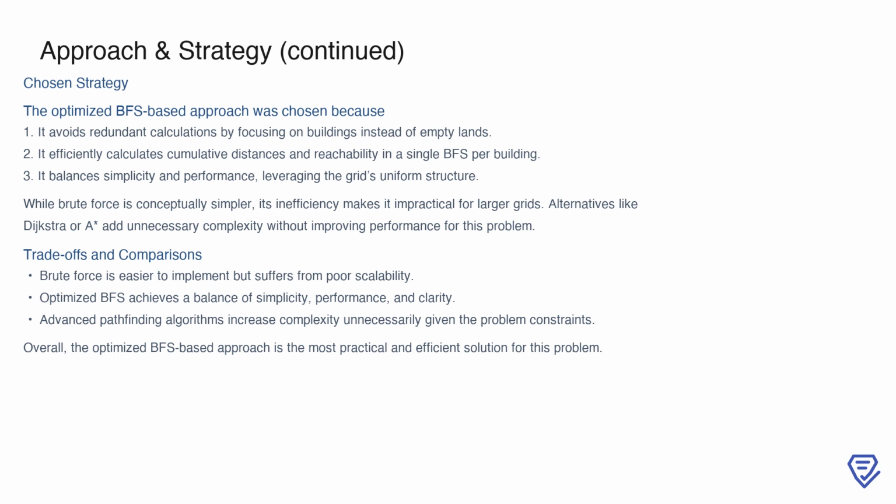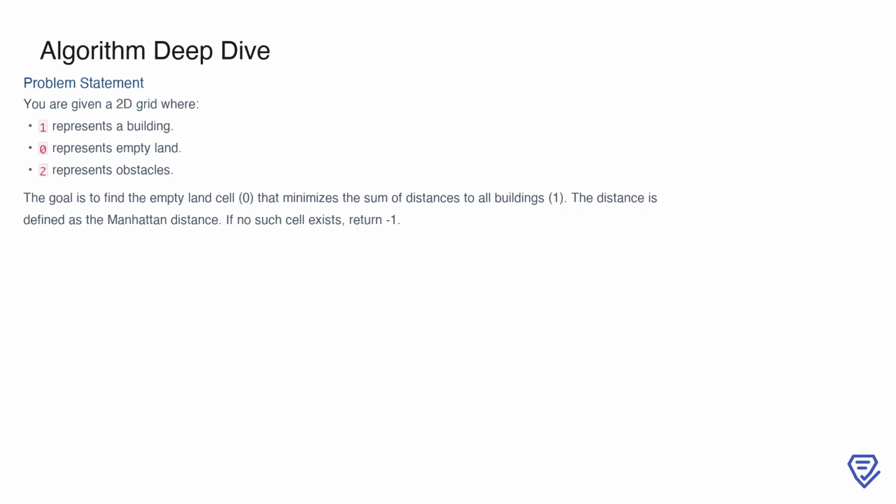In this problem, we're working with a 2D grid where the cells can be one of three types: a building, represented by a 1, empty land, represented by a 0, or an obstacle, represented by a 2. Our objective is to determine which empty land cell minimizes the total Manhattan distance to all the buildings in the grid. The Manhattan distance, as you may recall, is the sum of the absolute differences of the row and column indices between 2 points. If it's not possible for any empty land cell to reach all buildings, the function should return -1. This problem is challenging because we need to efficiently calculate and compare distances for potentially many cells while accounting for obstacles that can block paths to buildings.